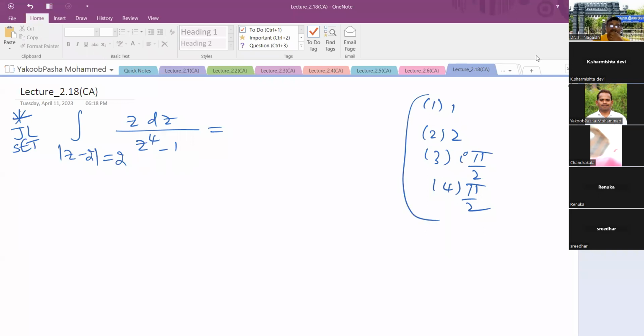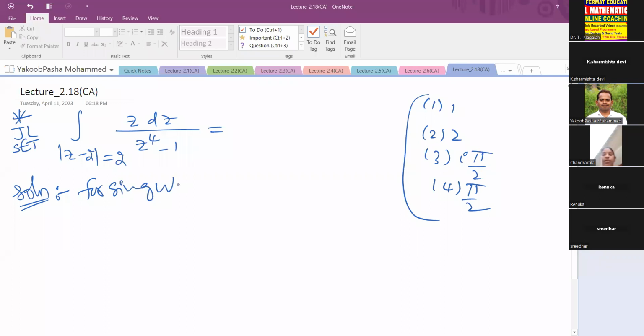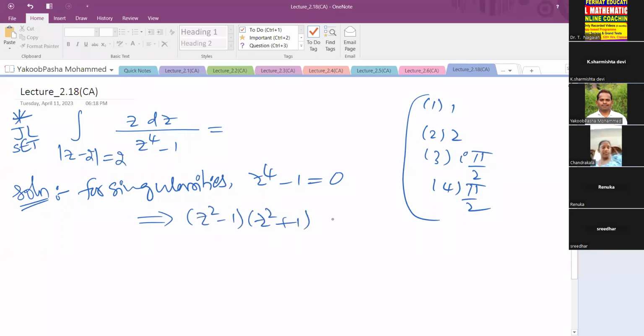Okay. Now, first we have to calculate the singularities. For singularities, the denominator will be 0. z power 4 minus 1 is equal to 0, which is in the form of (z square minus 1) into (z square plus 1) is equal to 0. From this we can write z is equal to plus or minus 1, plus or minus i.